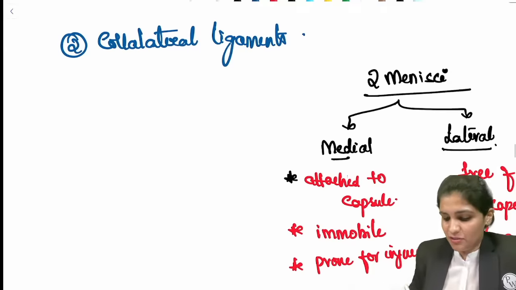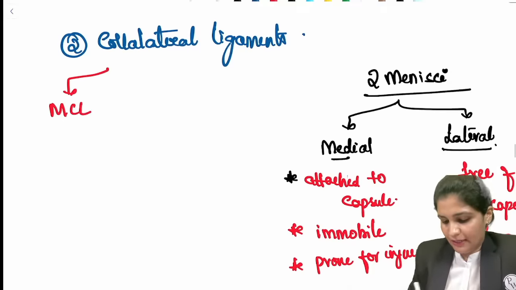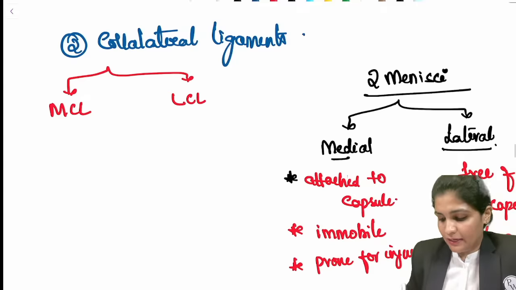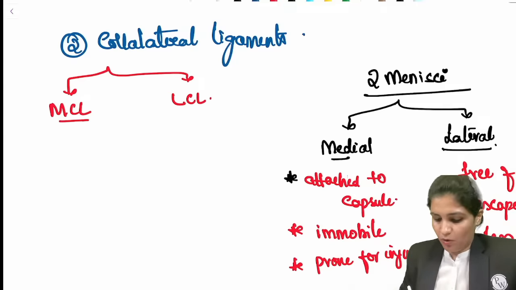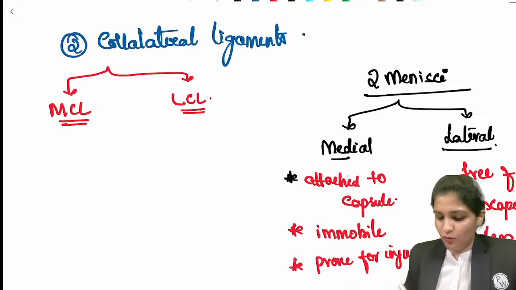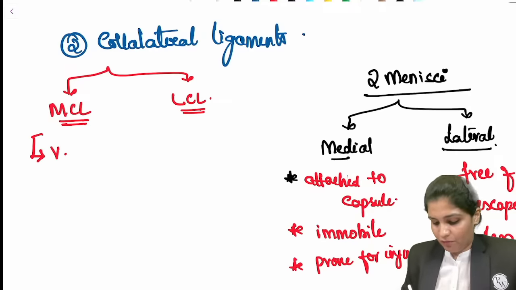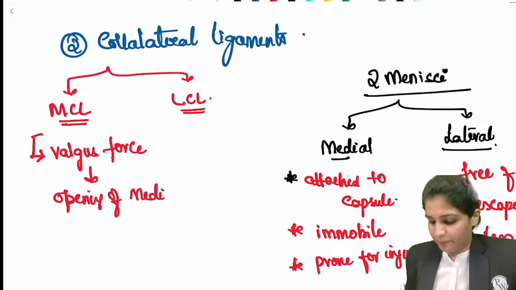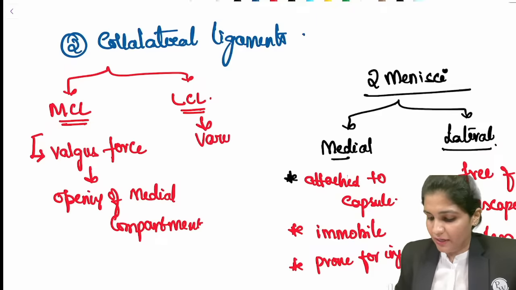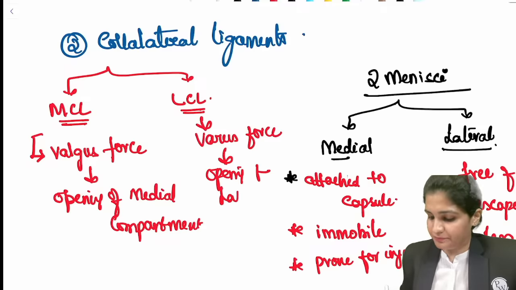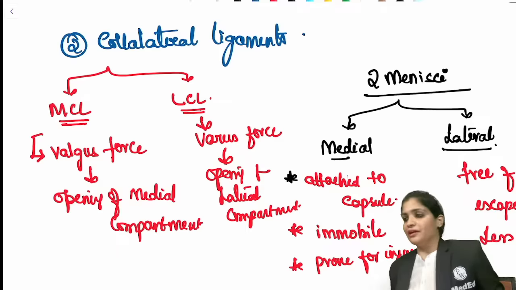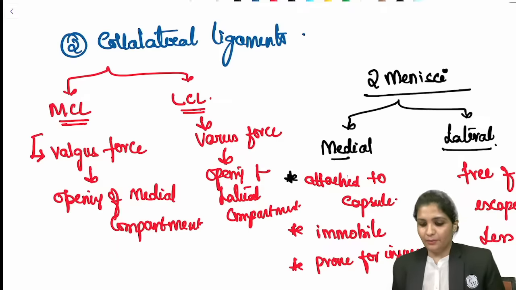And then there are two collateral ligaments: the medial collateral ligament, MCL, and the lateral collateral ligament, LCL. What do the MCL and LCL do? They provide stabilization. In case of valgus force, the MCL is injured, right? In case of the LCL, a varus force is required for injury, and there will be opening of the lateral compartment. So these are various things which we have to understand about your knee joint.